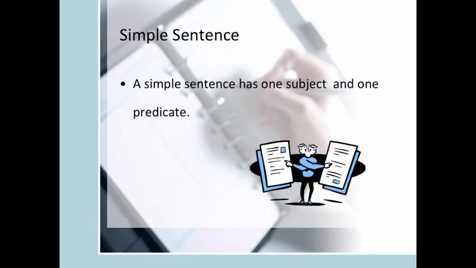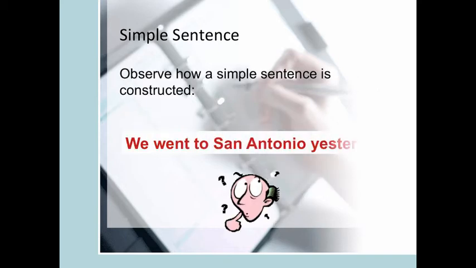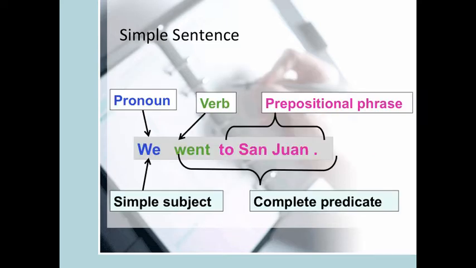Simple sentences have one subject and one predicate. They are also known as independent clauses, meaning that they are a complete idea that can stand alone. So, for example, here's a simple sentence. We went to San Antonio yesterday. We is your simple subject, which is also a pronoun. Went to San Antonio is your complete predicate. Notice went is the verb, so your predicate will usually begin with your verb.